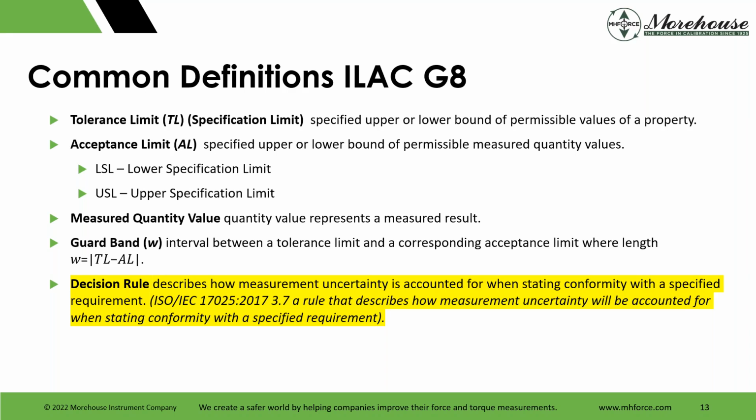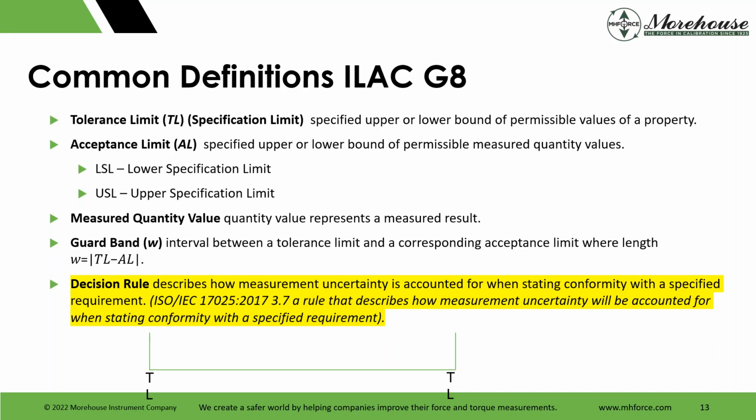Well, I think it's good to define things, and these are just general ILAC definitions, and we have something like a tolerance limit, right? That would be right here, our tolerance limit, specified upper or lower bounds. So we have a device, let's say a force gauge, that's plus or minus 5 pounds. 500-pound force gauge plus or minus 5 pounds. So the lower tolerance would then be 495, and the upper tolerance would be 505.